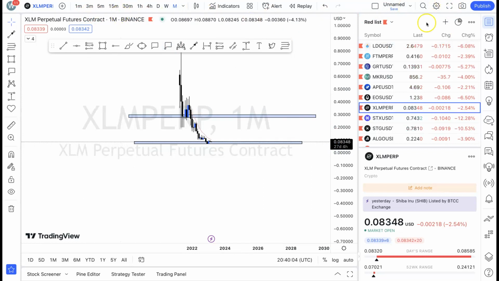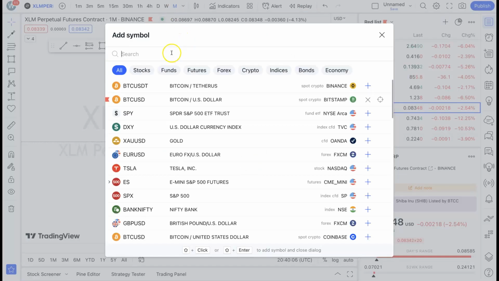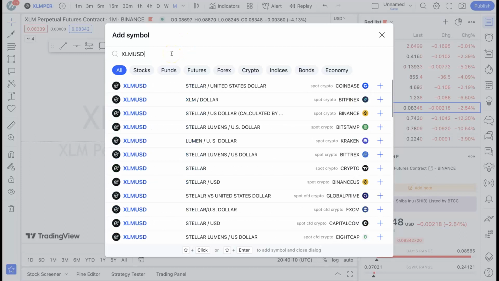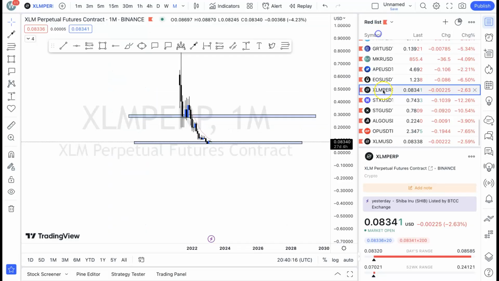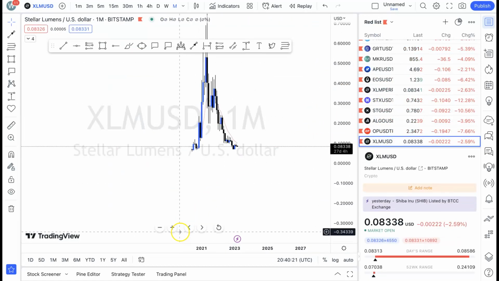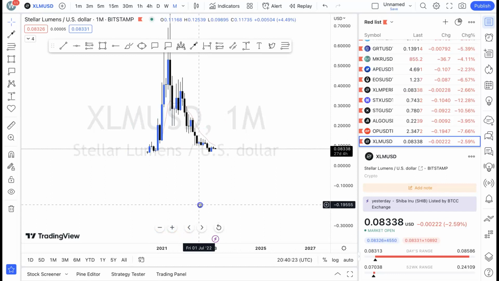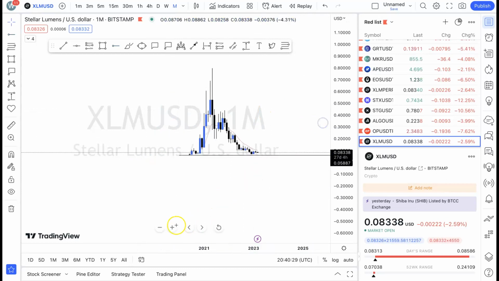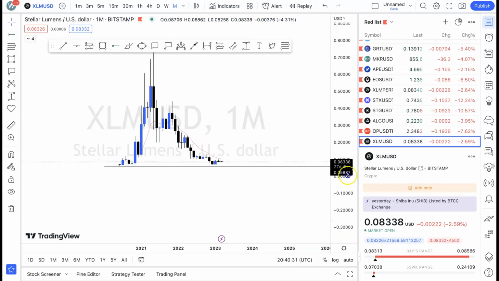Okay, you know what, let me check the USD part of it on Bitstamp. Let's see. So XLM is at support. It's more like XLM is hanging for its life on that zone.